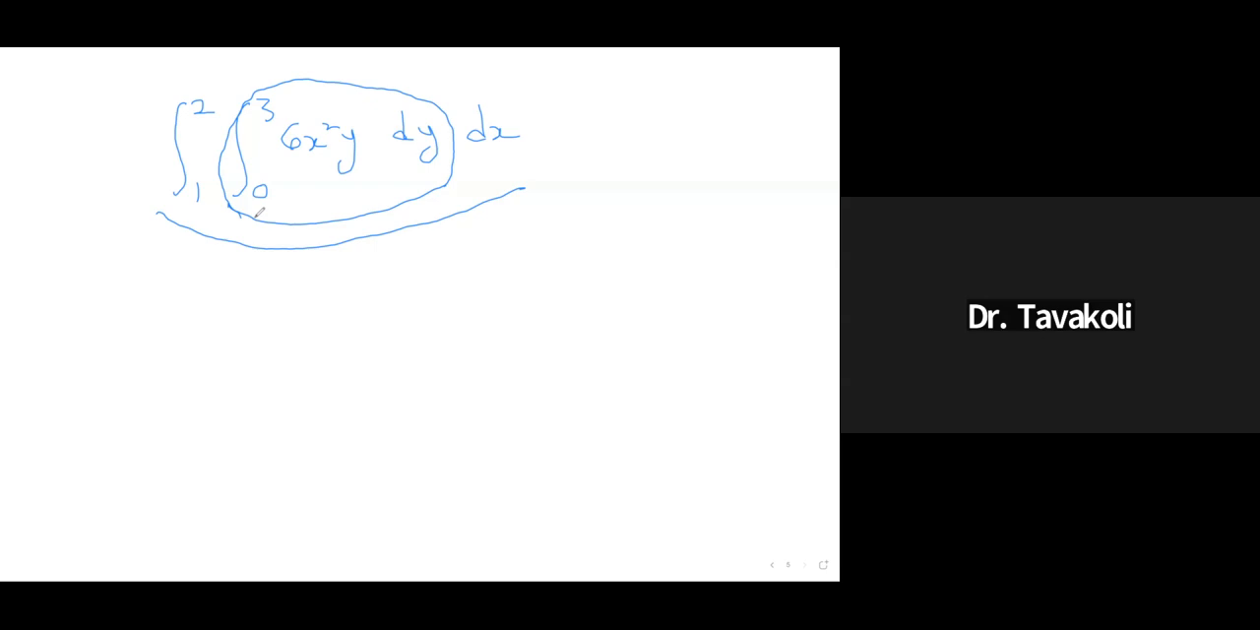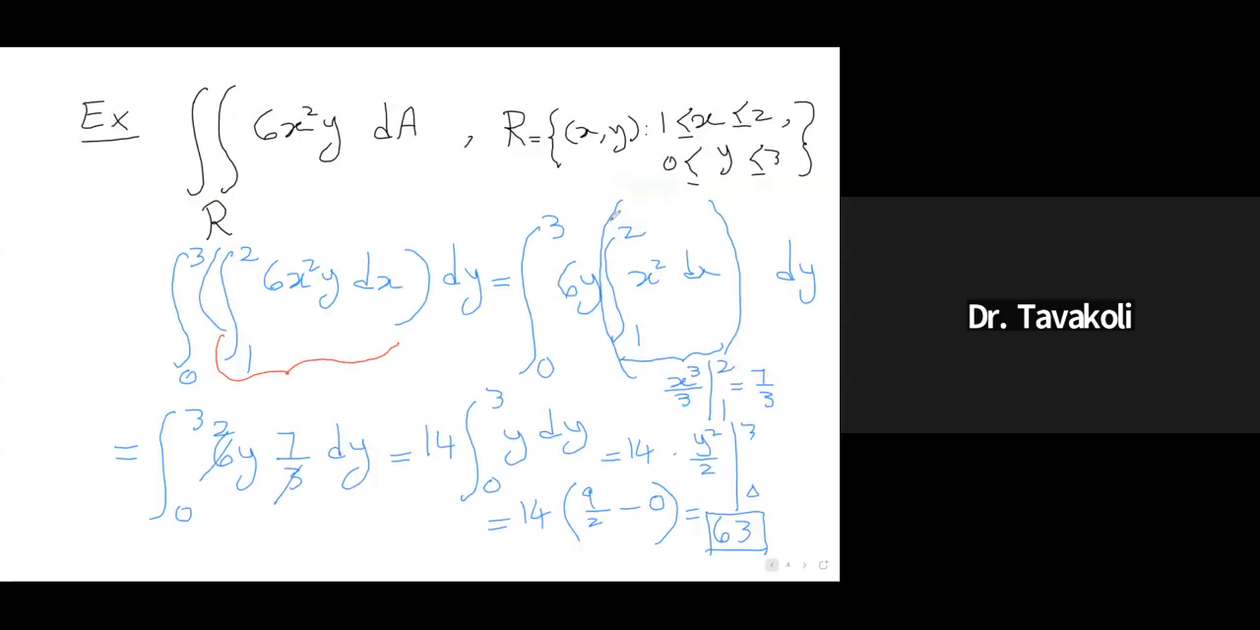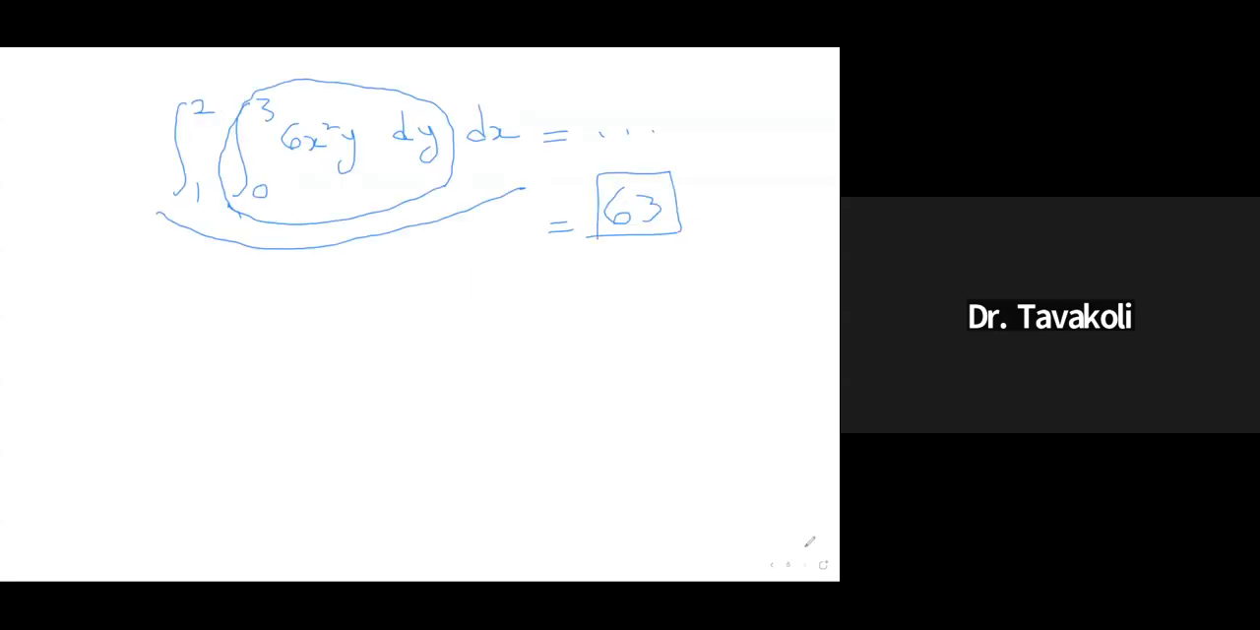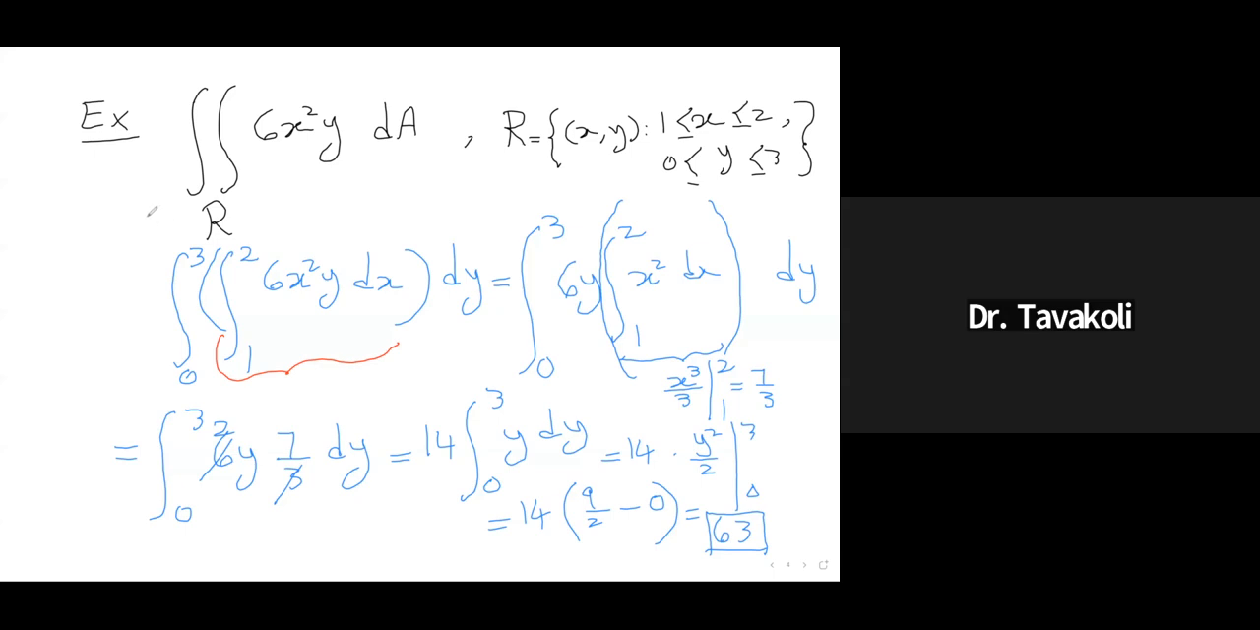You can try this on your own. At the end, whatever order we chose, we should get the same answer, 63. That's good practice: you should get the same answer as with the other order. In some examples, the question will be like this and the region is given, or sometimes from the beginning it tells us what the integral is from where to where.